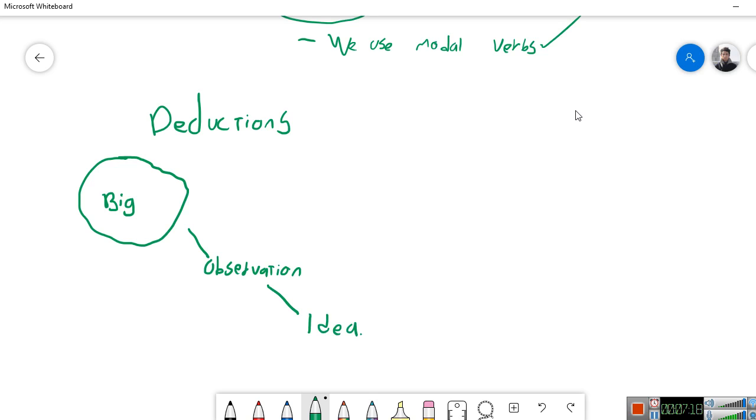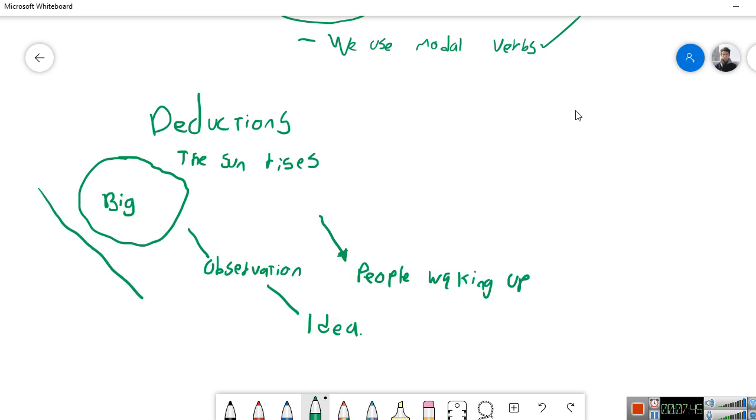Let me give you guys an example. The sun rises. I make an observation that the sun rises, and thereby I have another idea coming from that big idea: it's people waking up. So you guys see how it has the tendency to go this way. That's why we call it a deduction. It kind of goes down with an arrow.